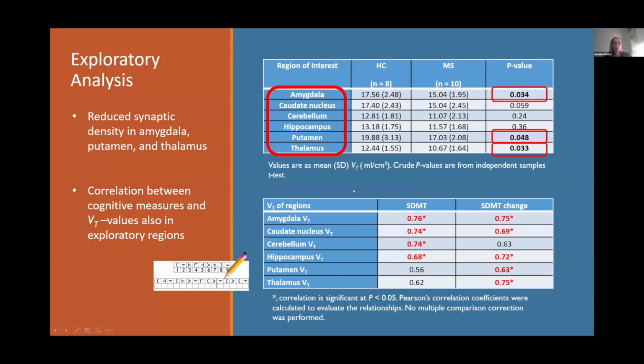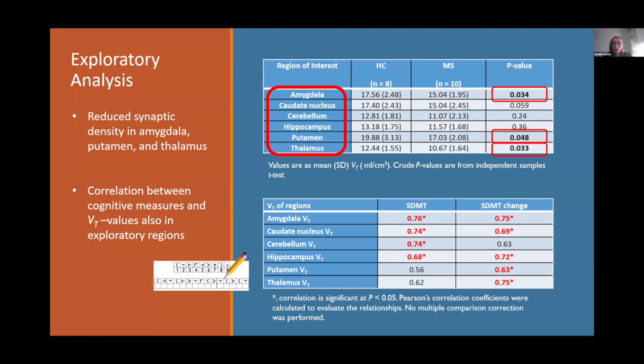Then we also looked at the exploratory regions, which you can see here in the upper box. So on the left-hand side, you have the different regions. And then here, the second column and the third column are the VT values, so the synaptic density measures. And in the end, you have the p-values. And we can here see that the amygdala, putamen, and thalamus had significant differences between the two groups, while the other ones, caudate nucleus, cerebellum, and hippocampus, did not show any significant differences.